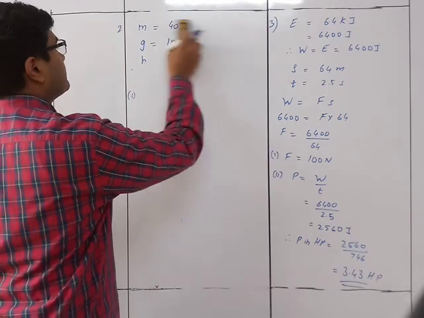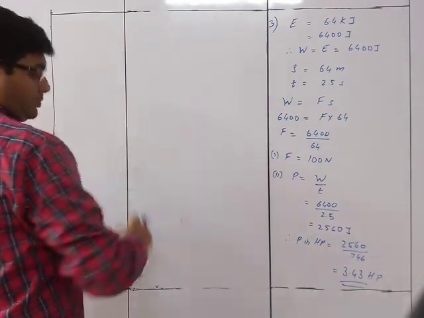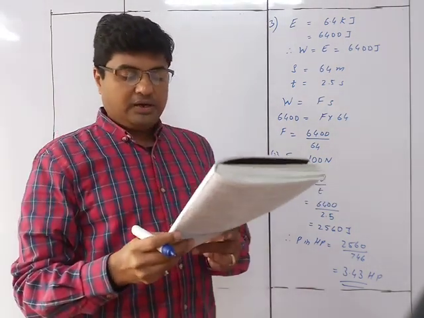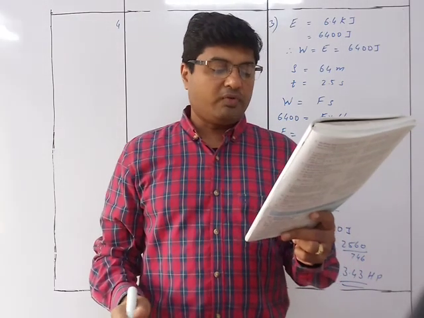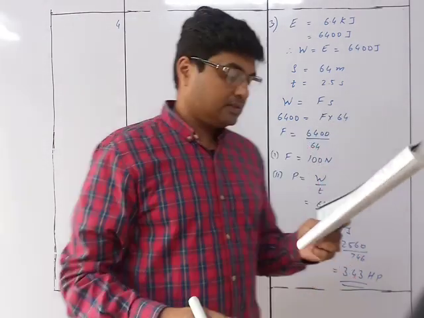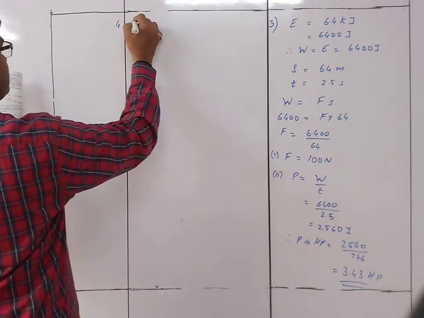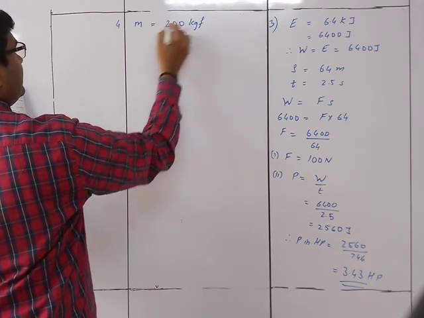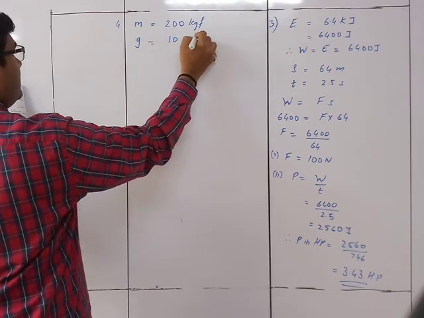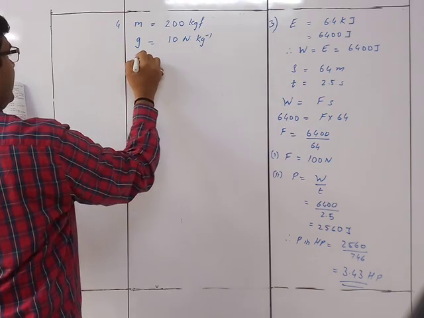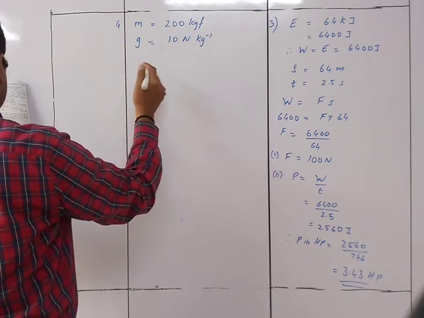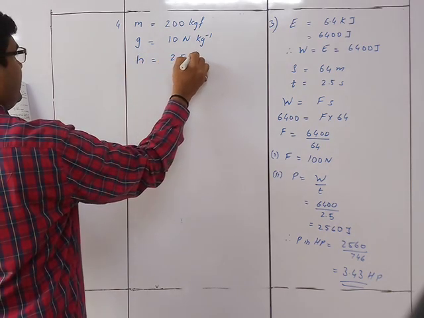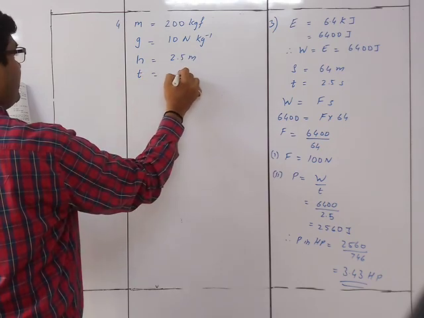We move on to sum number 4. A weightlifter lifted a load of 200 kgf to a height of 2.5 meters in 5 seconds. So the first thing is mass is equal to 200 kgf. g is equal to 10 Newton per kg. We'll write the height as 2.5 meters. Time t is equal to 5 seconds.